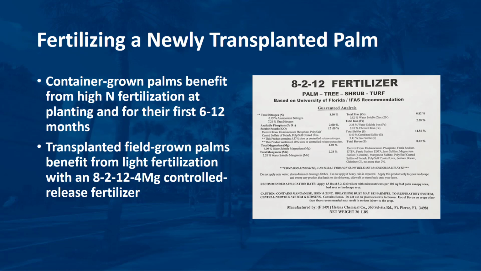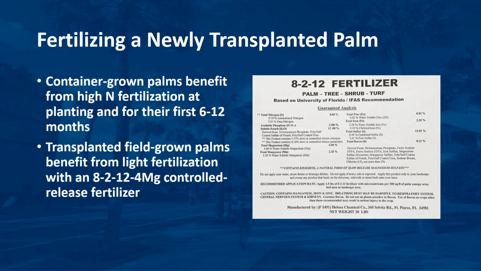Container-grown palms have been shown to benefit greatly from high nitrogen fertilization at planting time, since the bulk of their root system is confined to the nitrogen-demanding potting soil in which they were produced. For their first 6 to 12 months, these palms should be fertilized with high nitrogen-controlled release fertilizers like those used for container production. Transplanted field-grown palms have also been shown to benefit from light fertilization with an 8-2-12-4 magnesium-controlled release fertilizer at planting, even though they have lost the majority of their root systems.